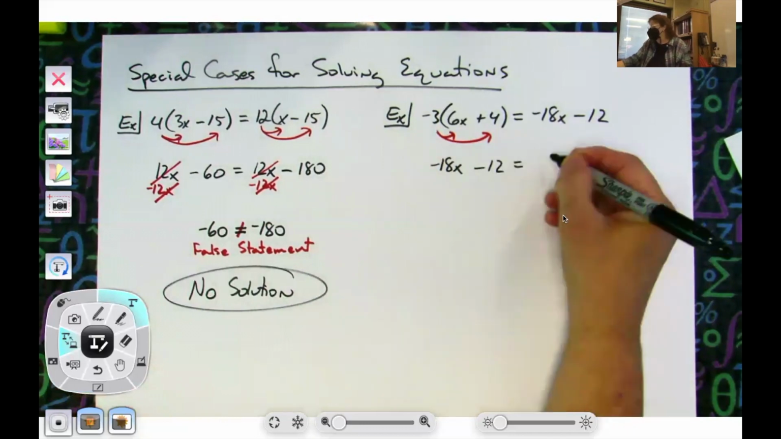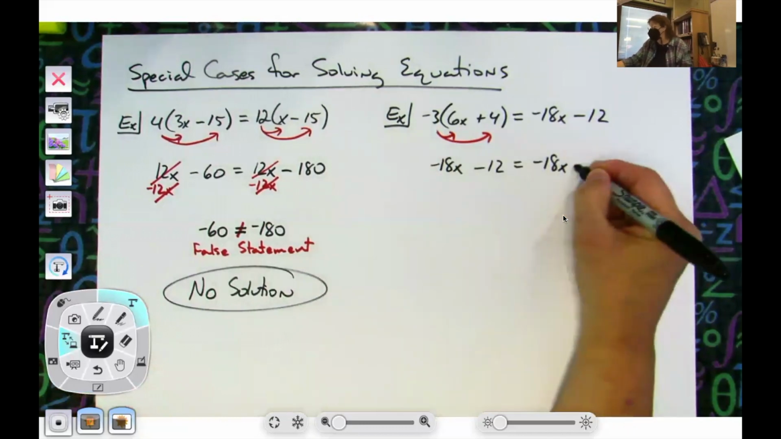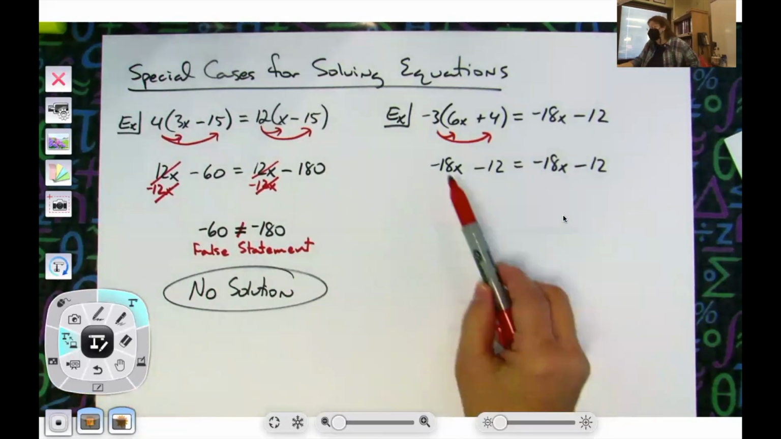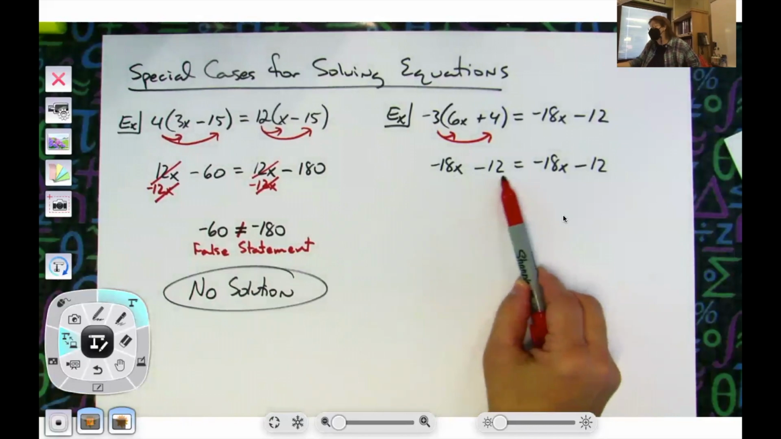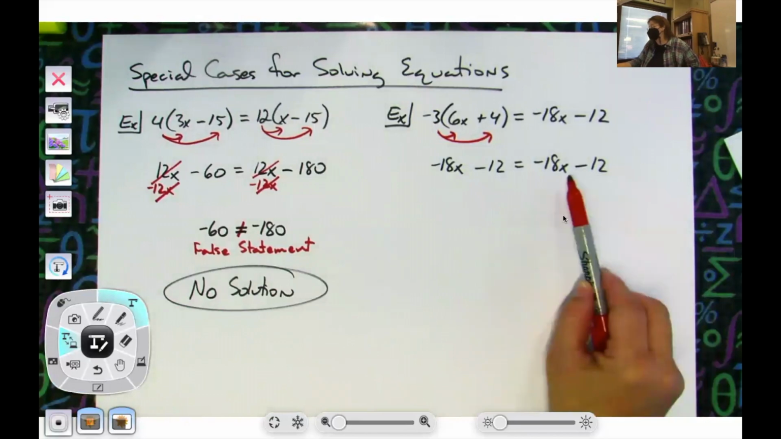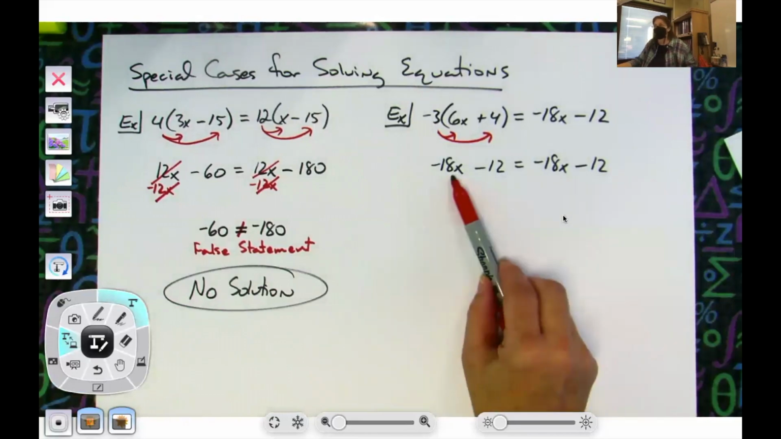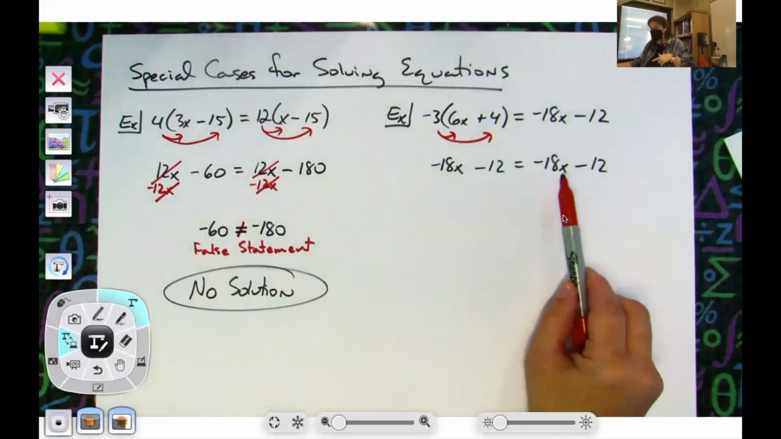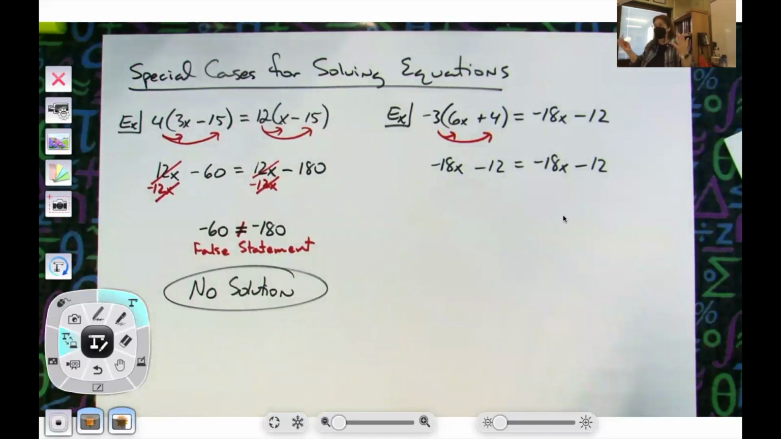Now, if you're paying attention to what you are writing on the paper, at this point, you should notice the left-hand side equals the right-hand side. So that tells me what? What am I going to put in for x that would make this true? Anything, right? Whatever x is, if I put 3 on this side and I put 3 on this side, I get the same thing. I get a true statement.